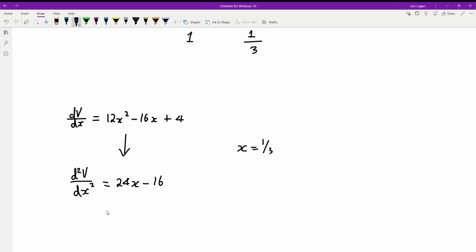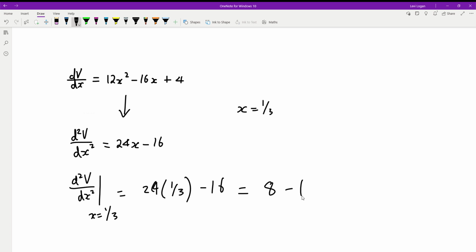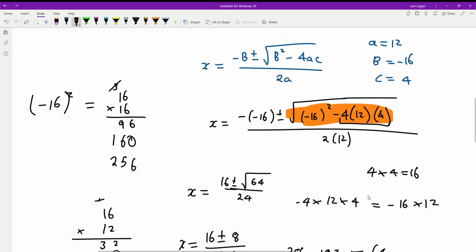So if we were to plug this in now, the second derivative of volume with respect to x at x equals a third, we're going to get 24 times a third minus 16. It doesn't matter what the number is, I know for a fact it's going to be negative because you're going to get 8 minus 16, so you're going to get negative 8. But the point is, it's negative, so the second derivative at the stationary point is negative, so that means it must be a maximum, okay? So we know it's a maximum.